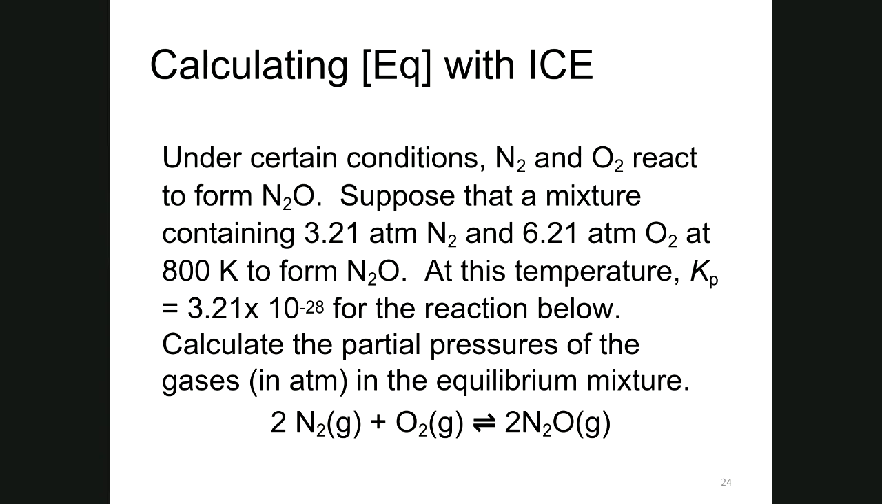So, a lot of information in this question. Let's pull out what's important. We have initial values of 3.21 and 6.21. We don't see anything for our product, so our product's starting at 0. And we're told the value of Kp. We're looking for our equilibrium pressures. So let's set up our ICE table.